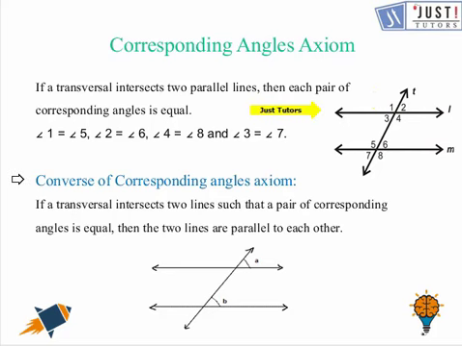Now what does converse of corresponding angles axiom state? It states that if a transversal is crossing two lines and the corresponding angles that are formed are equal, then the given two lines have to be parallel. That's what converse of corresponding angles axiom states.